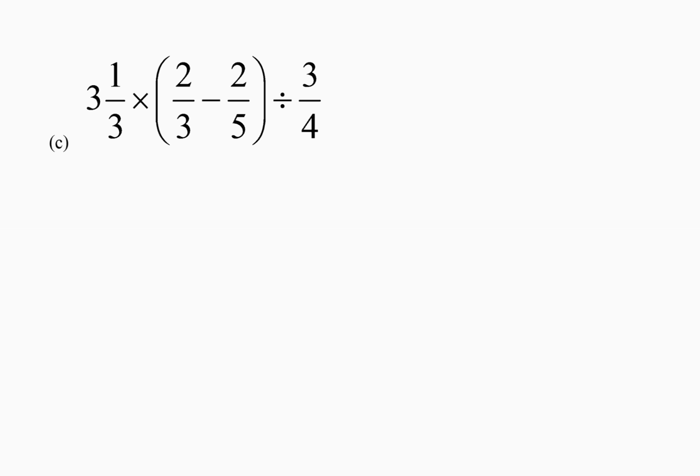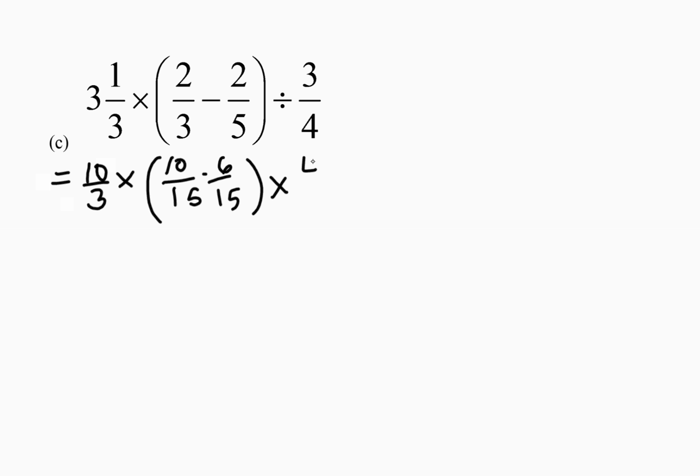So again, order of operations question, just a little bit more complicated. So first step, change your mixed fraction into improper. So 3 times 3 plus 1 is 10 over 3. At the same time, we can also get a common denominator of what's in the brackets, and that will be 15. So we can actually do those things at the same time if we want to. That one will become 10 over 15, and that one will become 6 over 15. As well, if we want, we can multiply by the reciprocal. So all of those things we can do at the same time.